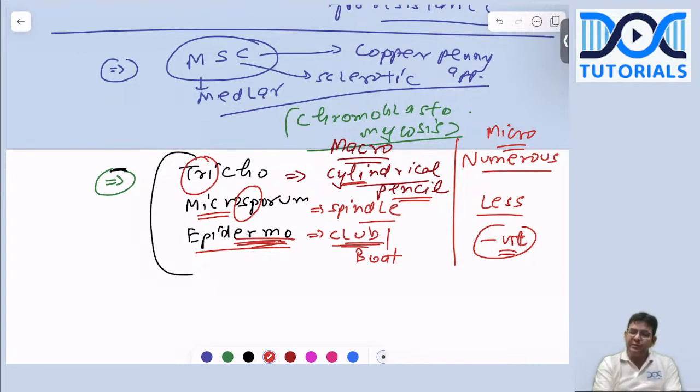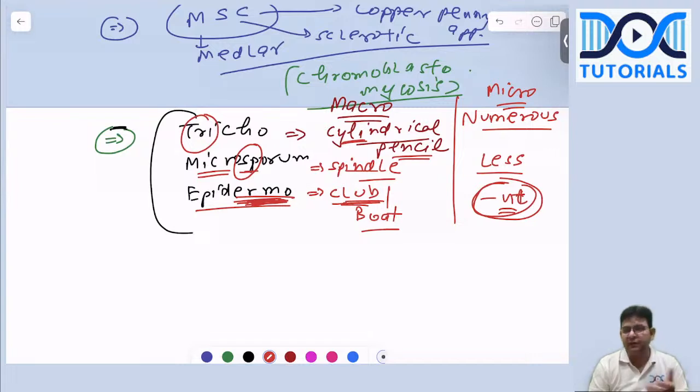The best way to remember this: tricycle, Microsporum SP, spindle, Epidermophyton derma club. And in this derma club, what is not allowed? Microconidia. So this is the best way to remember this particular point regarding the dermatophytes. Definitely one question can come.